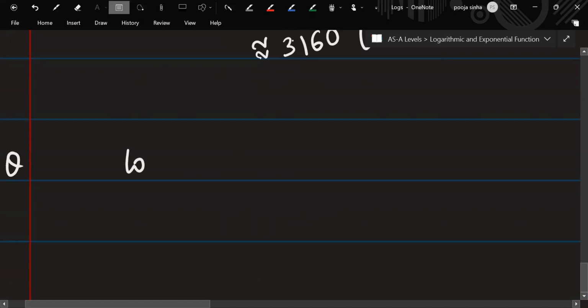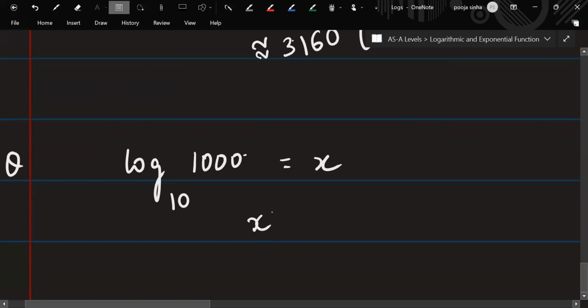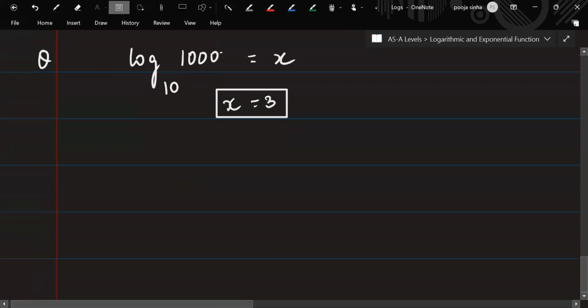You have to tell me log of 1000. Now for this, you are not allowed to use calculator. What is the log of 1000? X is 3. Yes, x is equal to 3. Perfect. Very good. So for such questions, do you need a calculator? No. Perfect.